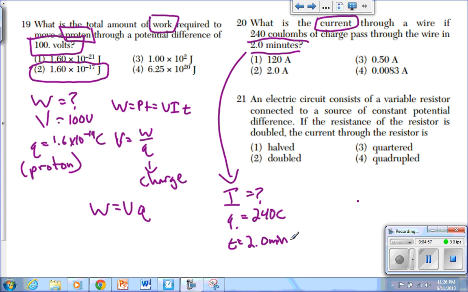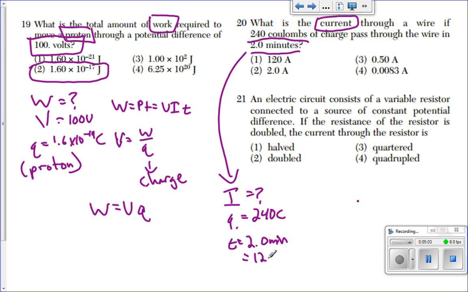Now be careful. You know the time is 2.0 minutes, but you don't ever want to use minutes. So the time is actually going to be 120 seconds. So again, look on your reference table, and there's a really, really easy formula for this, where I is Q over T, so you get 240 coulombs over 120 seconds, and that's very easy, 2 amps. Boom, done.